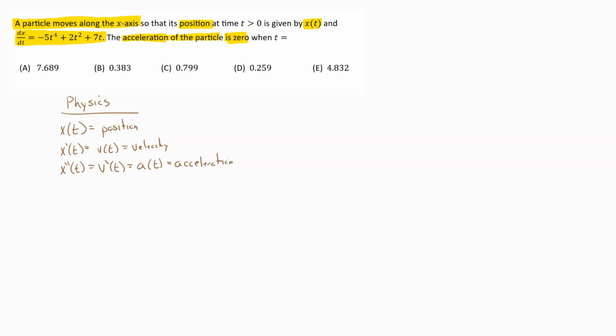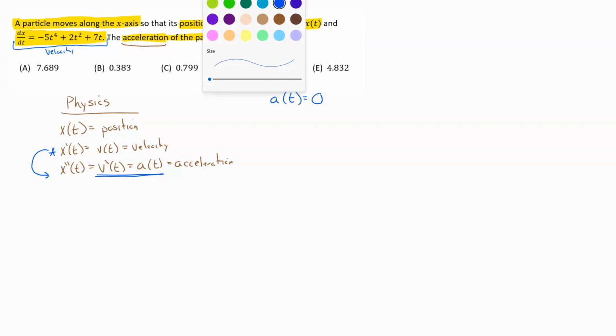So what this problem is asking us to find is when does that acceleration equal 0. So we want to know when does a of t equal 0. Well, they're starting us in this problem with the derivative of our position function. So they're actually starting us right here with the velocity equation. So what we're going to need to do is take the derivative of our velocity equation, and when we do that, that's going to get us the acceleration equation that we need to know when it equals 0. So we'll do that here.